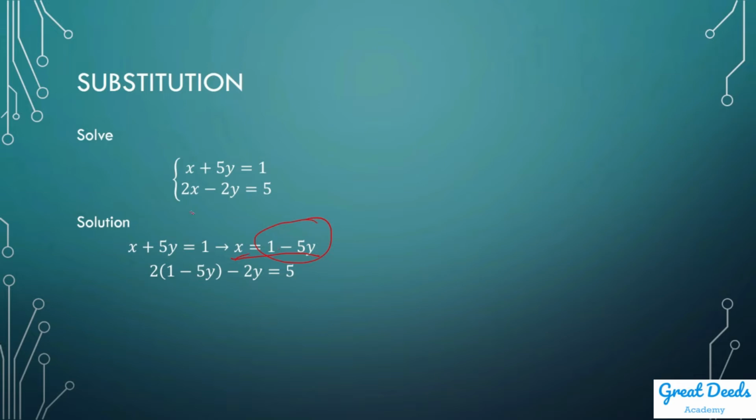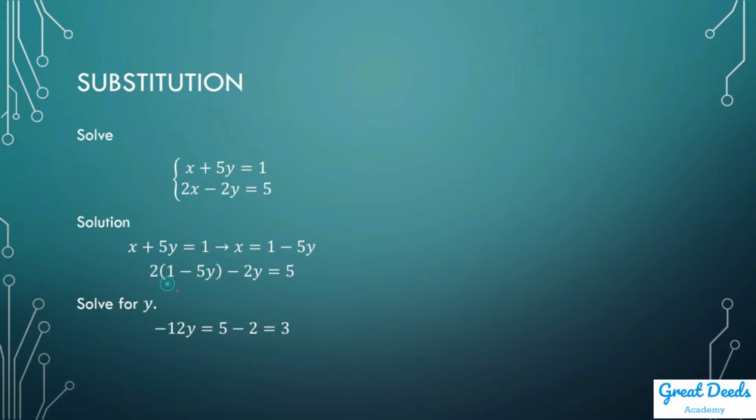From the second equation, we have 2 times x, but x will be replaced by this: 2 times (1 minus 5y) minus 2y is equal to 5. And the result is one equation in one unknown. That is always the direction of your solution. Coming from a system of two linear equations in two unknowns, you go to one equation in one unknown. Solve for y.